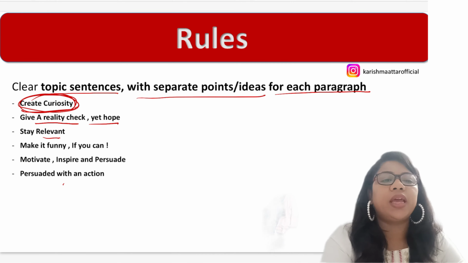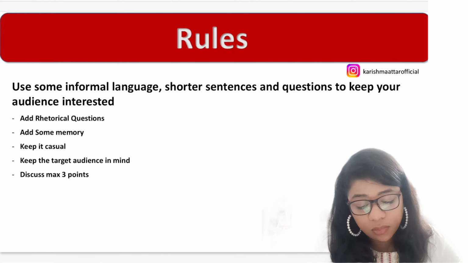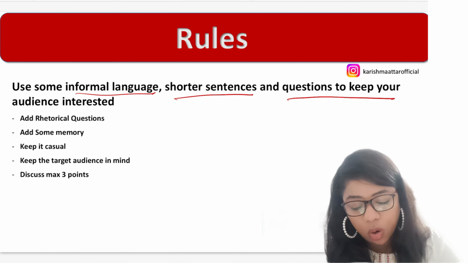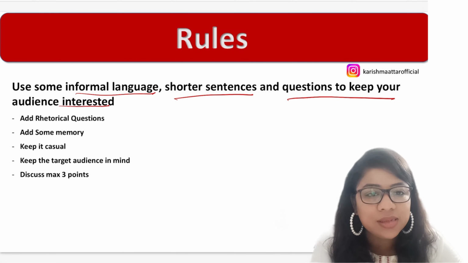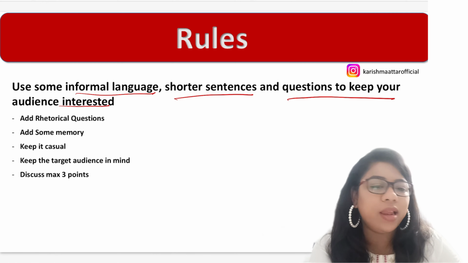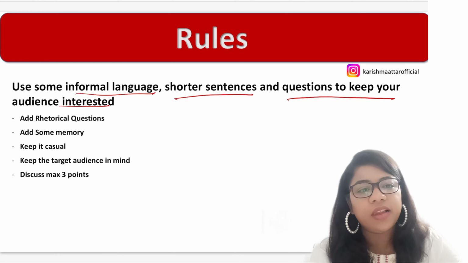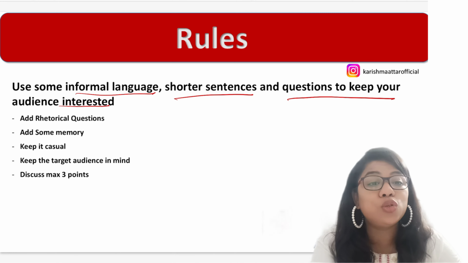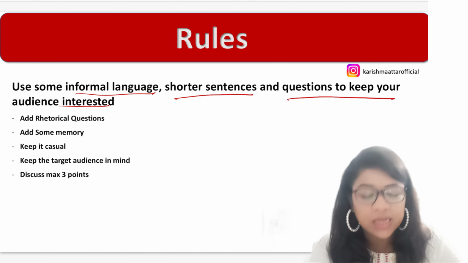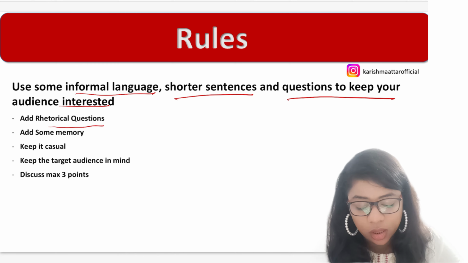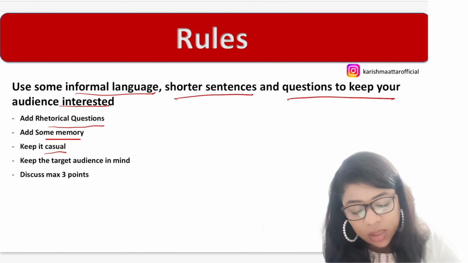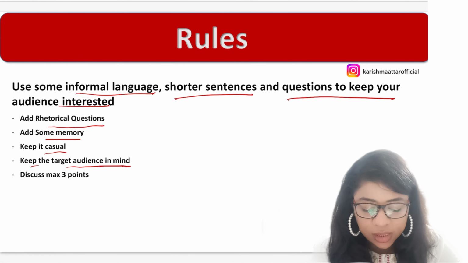Okay? Alright. Next thing is, use some informal language, shorter sentences, and questions to keep your audience interested. Do not use jargon. Do not use extremely high-level vocabulary. Use relevant terms. Use idioms or phrases to say more in fewer words. Okay? These are some important things. Add rhetorical questions, add some memories, keep it casual, and keep the target audience in mind.